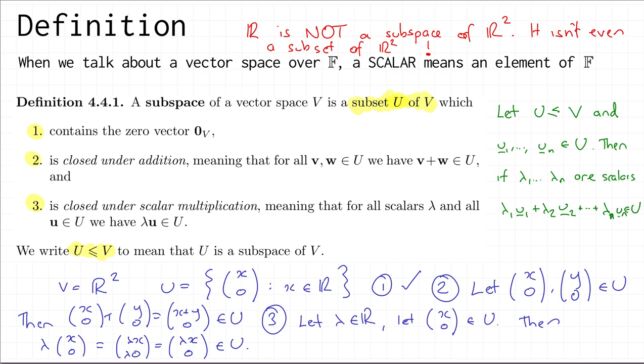So using the closure under addition and closure under scalar multiplication rules lots of times, any expression like lambda 1 U1 plus lambda 2 U2 and so on, plus up to lambda n UN is again an element of our subspace. In other words, subspaces are closed under taking linear combinations. So remember, we introduced this term linear combination of U1 up to UN to refer to what I've written there.